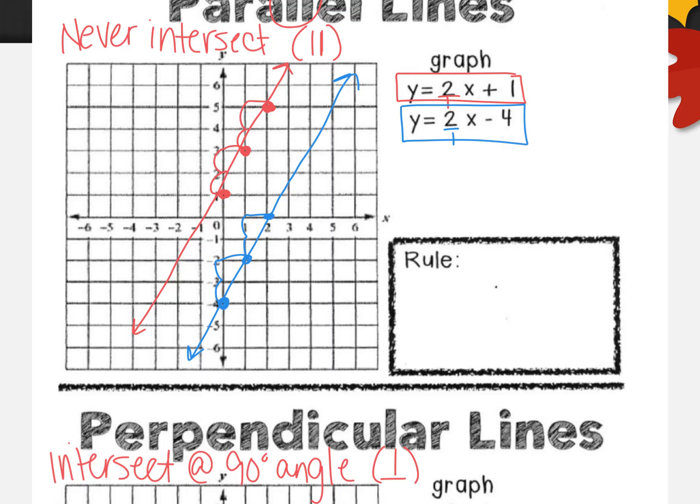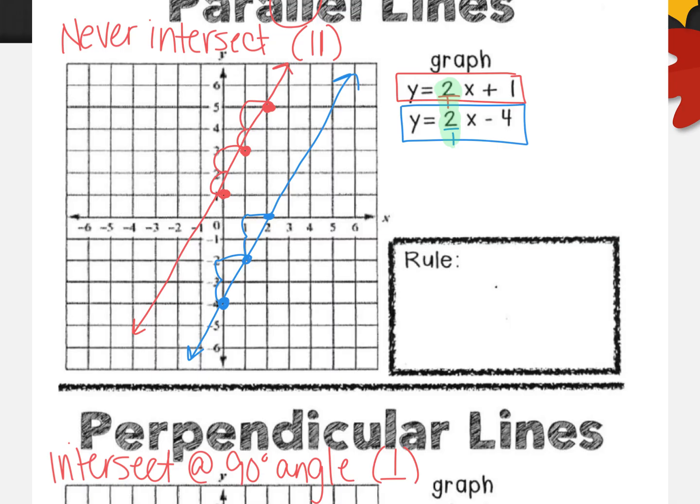Why are they never going to intersect? They are at the same angle, which is called the, what is this one right here? The same slope. So because they have the same slope, they will never intersect because they are rising and running the same amount each time.